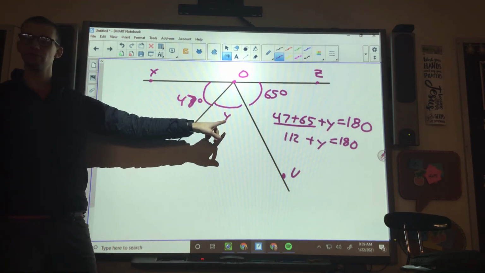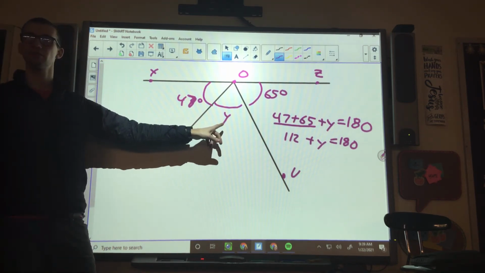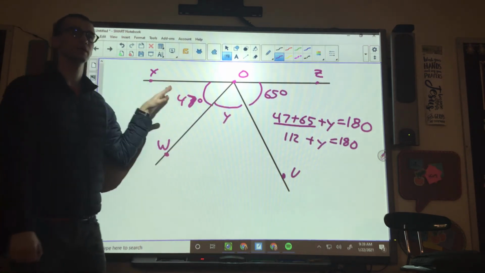Regardless of whatever this variable is, you have to add these three up to get 180.